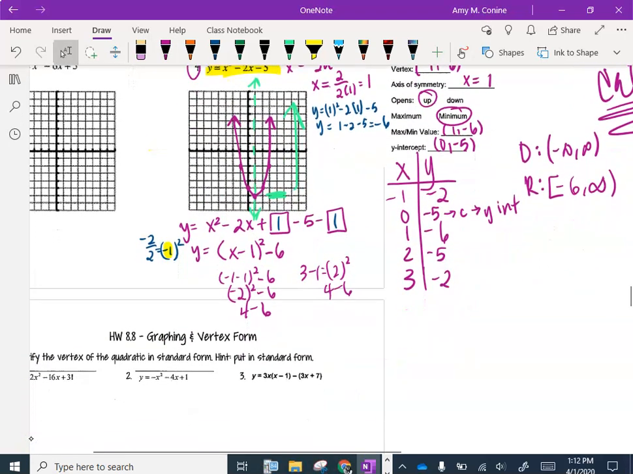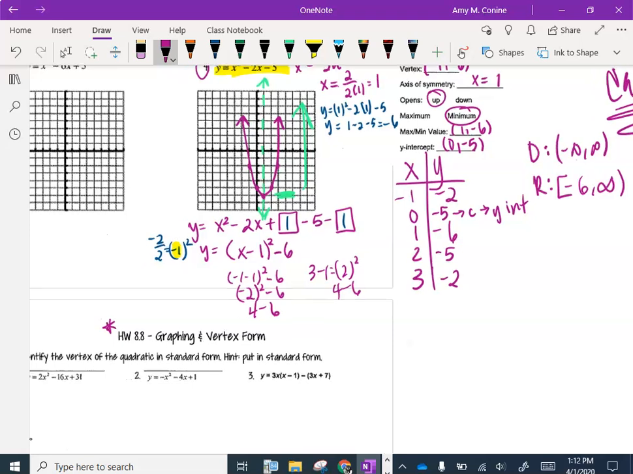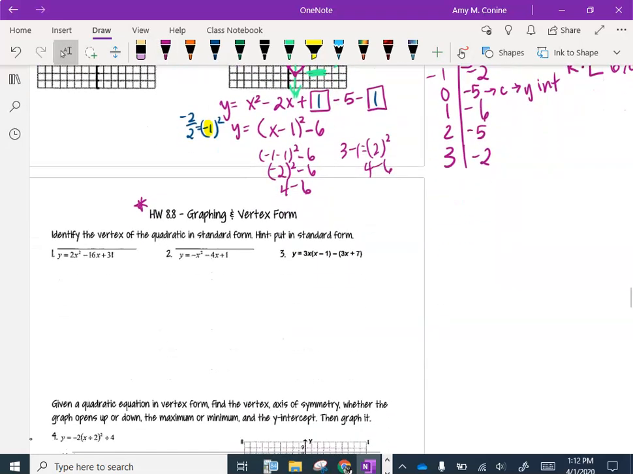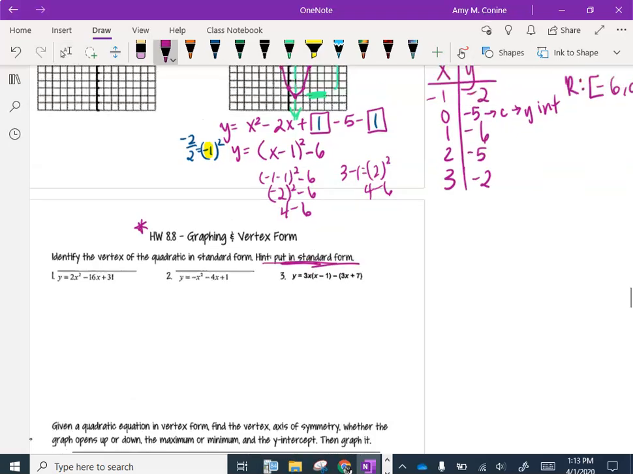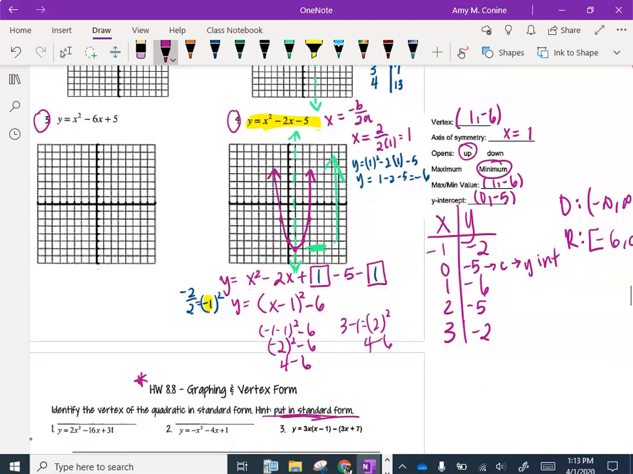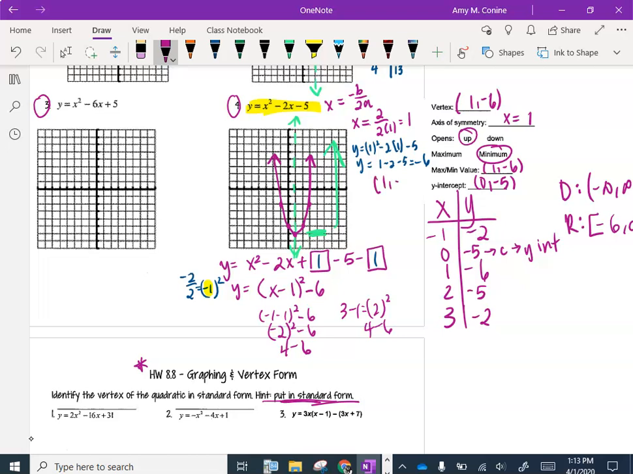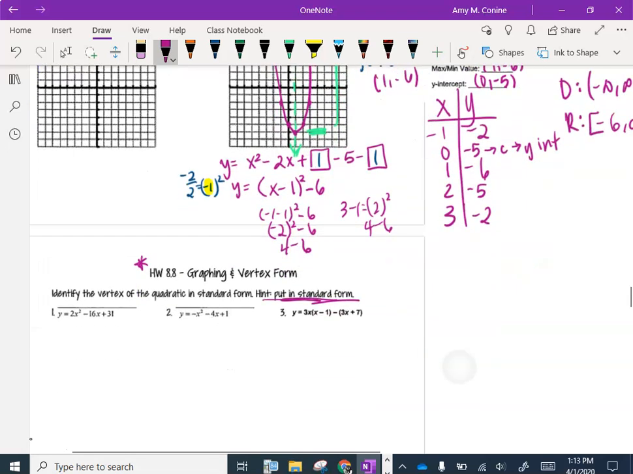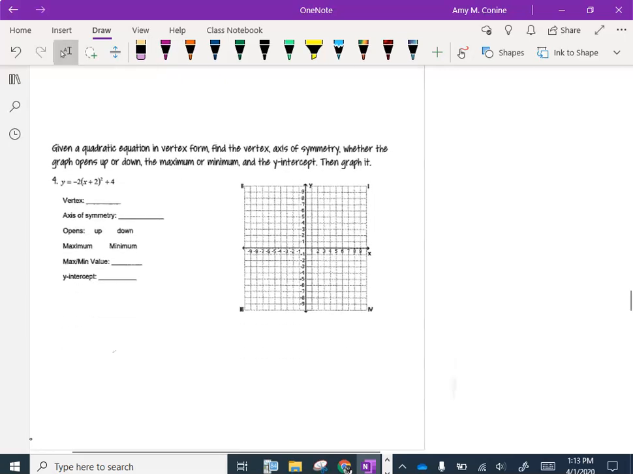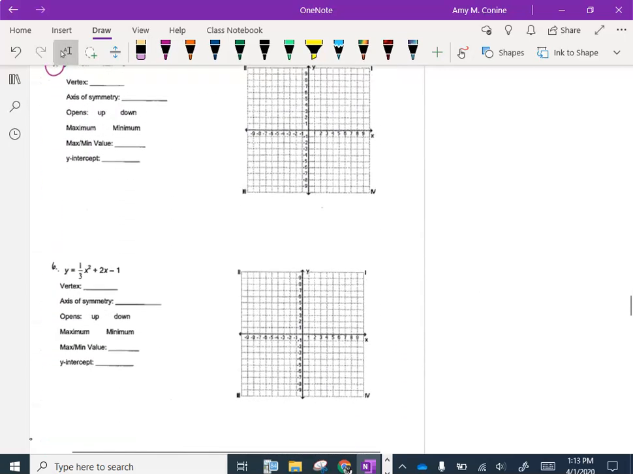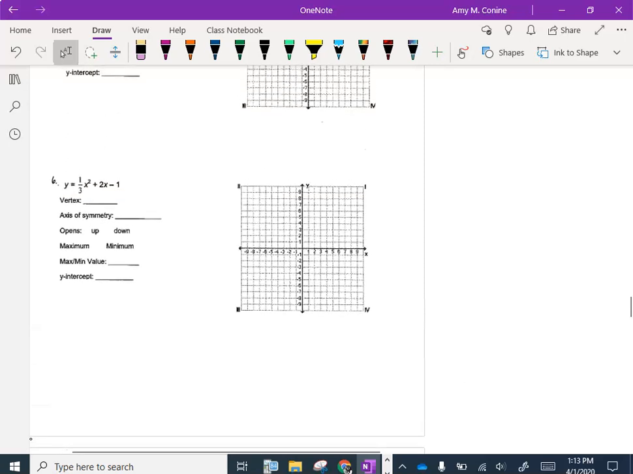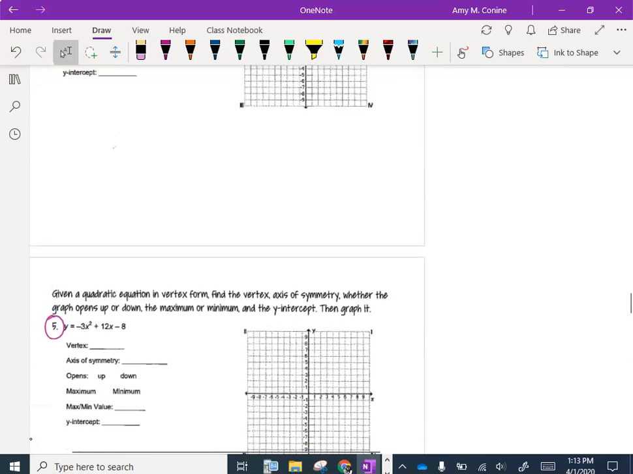So your homework is attached. Just make sure you follow directions. So for 1, 2, and 3, identify the vertex using your standard form. If it's not in standard form, you need to get it in standard form. And we talked about how to do that again in example 4. So we would find our vertex using the old school algebra way that we talked about. And then you're going to have some graphing that you need to do. So make sure that you go through and answer those questions and graph them.